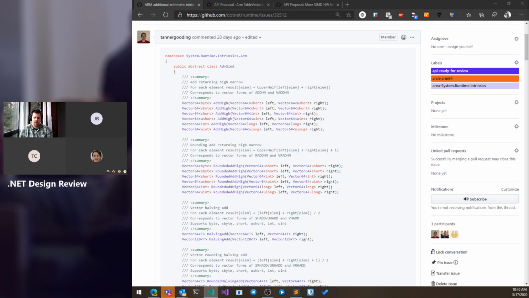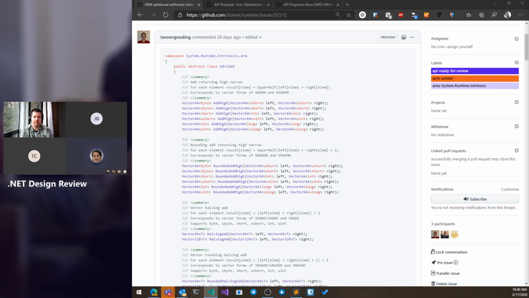Yeah. Does it make sense if we change this to take vector 128s as inputs to also have it return a vector 128 as output? And then say the behavior is such that only the low 64 bits are populated? The C++ intrinsic has it taking in vector 128 inputs and returning a vector 64 output. Okay, and we'd prefer to keep the consistency there? Yes, I think so. Okay.